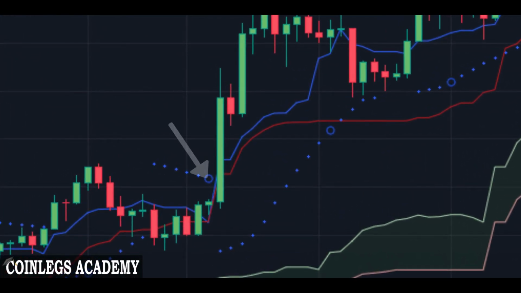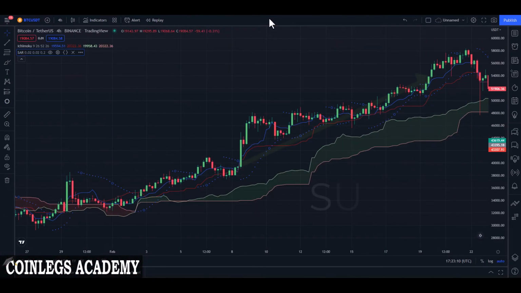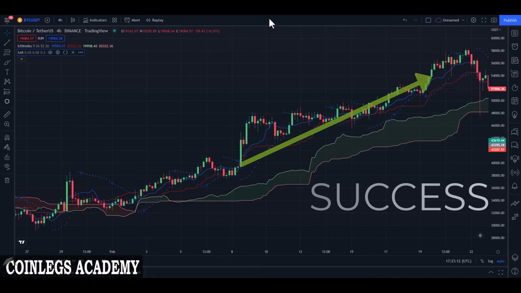In this chart, we can clearly see the entry signals. And the parabolic SAR also confirmed that the price is going upwards. If we take our long position in here, you can see it's a successful trade.